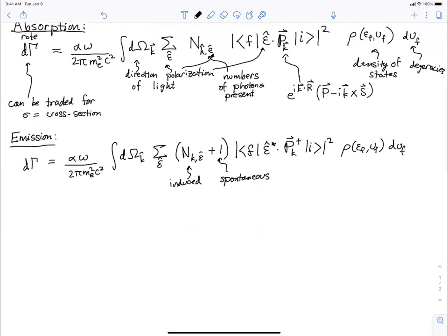Just as a reminder, the only thing we were actually able to calculate here was this part. And then Einstein's indirect argument told us that the spontaneous part must be the plus 1. Okay, so today we're going to concentrate on what we haven't talked about much up until now, and that's the matrix element part. Specifically, we're going to start with an approximation, which is often a good approximation, called the dipole approximation.